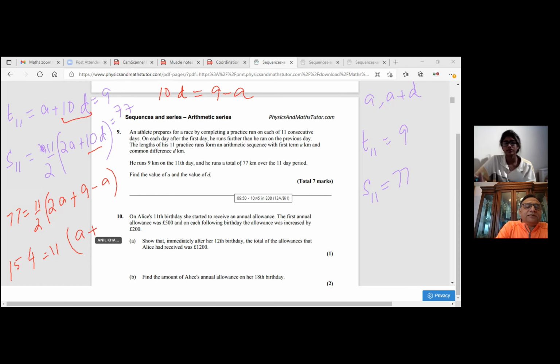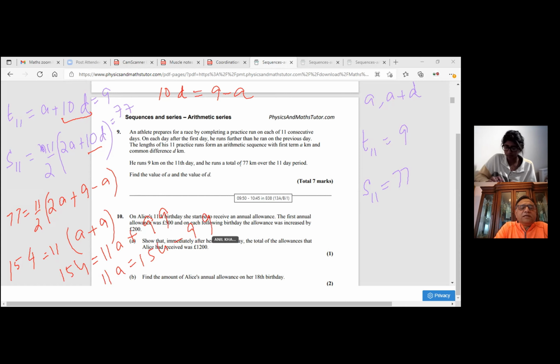So we have A plus N. Now we are setting up this pattern. We just multiply that 77 by 2, right? Because 11 is an odd number, simple as that. And within the bracket, A plus 9, open the bracket now. So we get 154 equals 11A plus 99, right? So 11A is equal to 154 minus 99.